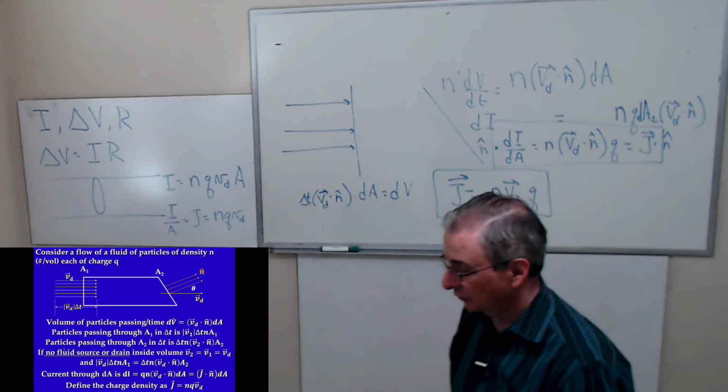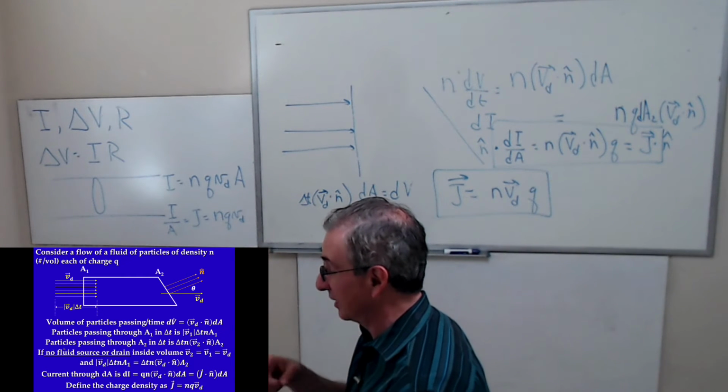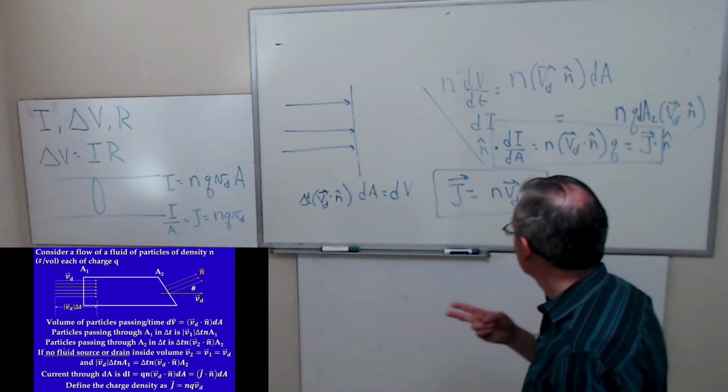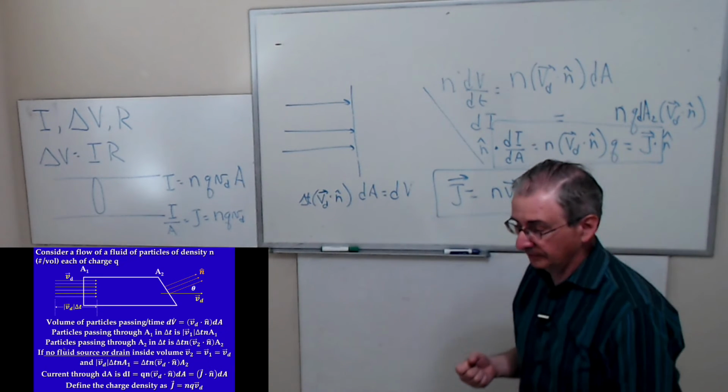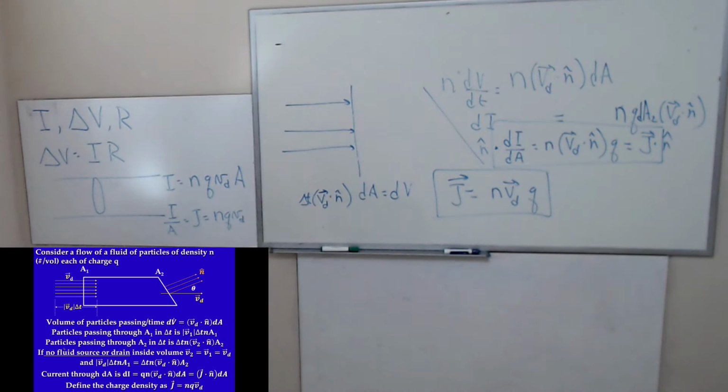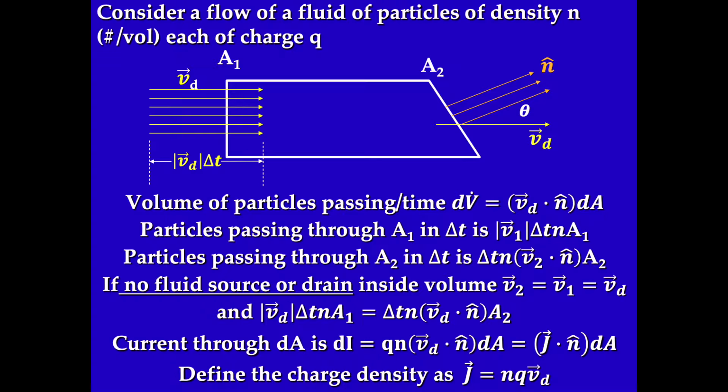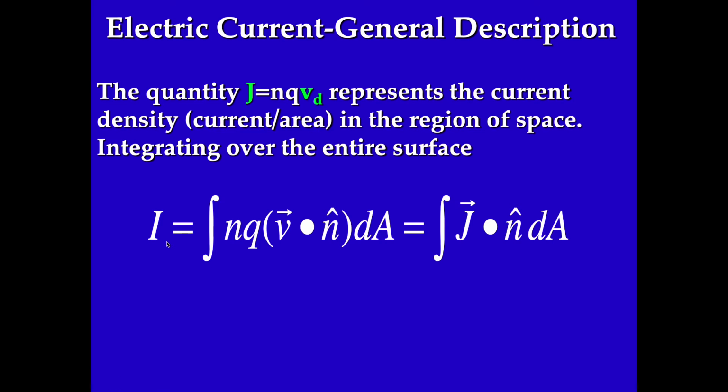I'm trying to relate this to the flux idea. And number two, you're going to see this when we do magnetism, when we calculate magnetic fields. And so the current is basically the integral of J dot N dA, where for our purposes, J and N are parallel to each other and perpendicular to dA. So we can just write I is J times A, for the most part.